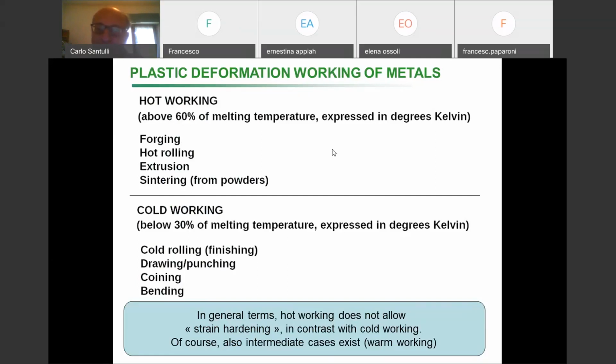One of the important things is that we are not obliged, of course, to do just one of these processes. We may combine a number of processes. This is the most usual occurrence in the case of metals, that you combine a number of them, and then you get to the final object. Of course, there is also a kind of warm working, which is in between the two, and this means that there is some strain hardening, but it's not substantial. But in general, we tend to move to the two extremes.